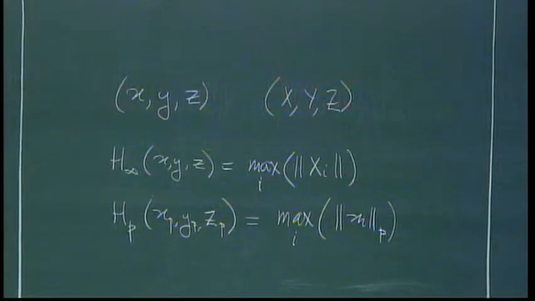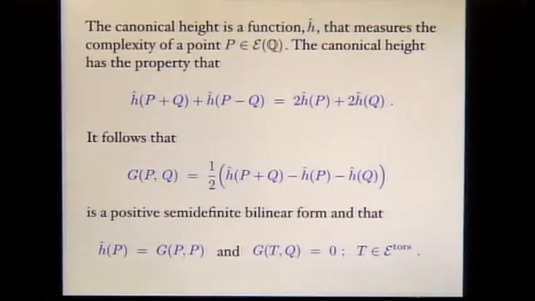And there's an embellishment of the height that's useful, which is the canonical height, where you take basically the logarithm of this and embellish it a bit. I won't go into it. And you can cook up a height which acts on the rational points as something that is bilinear in the points. It satisfies this rule at the top exactly.